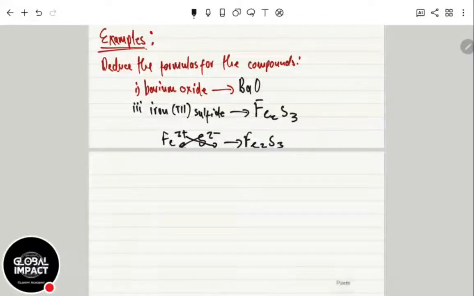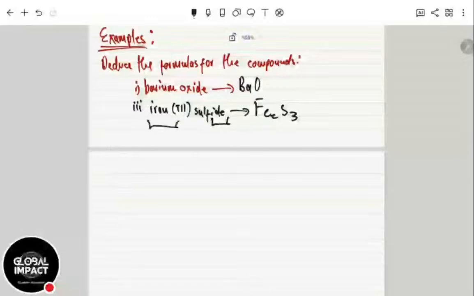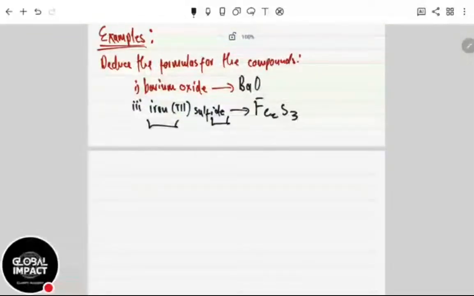Why did we know that it was going to be something that is binary? It's because the name ends with ide. You have the metal plus ide. That's a binary compound. That has only 2 types of atoms. In here, it's iron and the sulfur atom. These are the only 2 types.